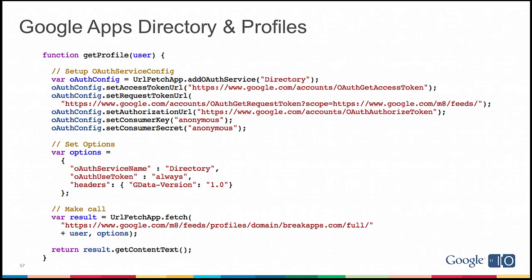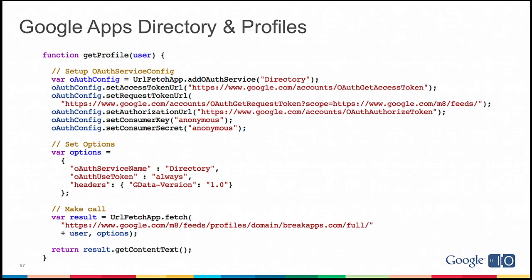And really, the only important code here is at the very bottom of the screen, where we construct a URL to hit this service. And again, it's a URL from the documentation. And then on the very second last line, we're going to add the username that we're looking up and the options, and then we're going to return the content text. Okay, it's a mouthful, but trust me, it works.